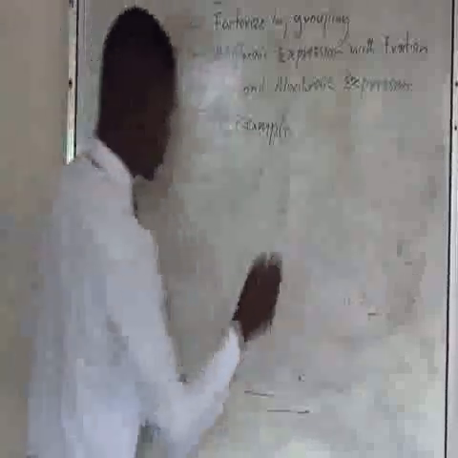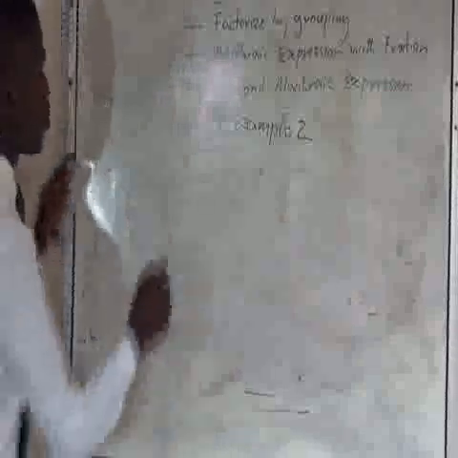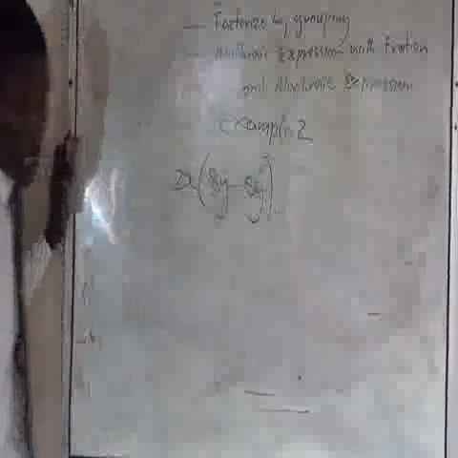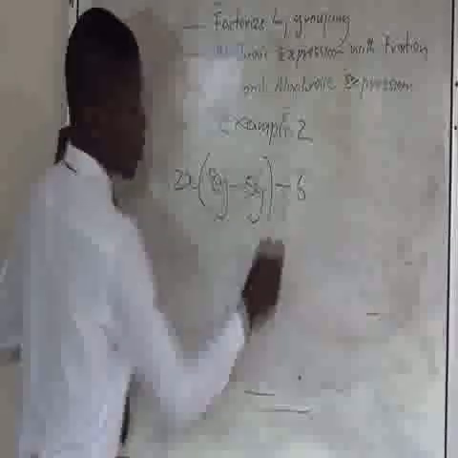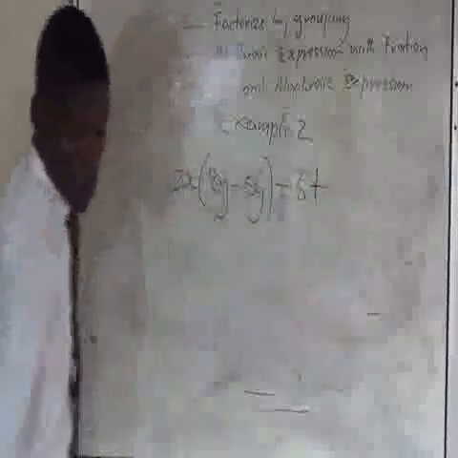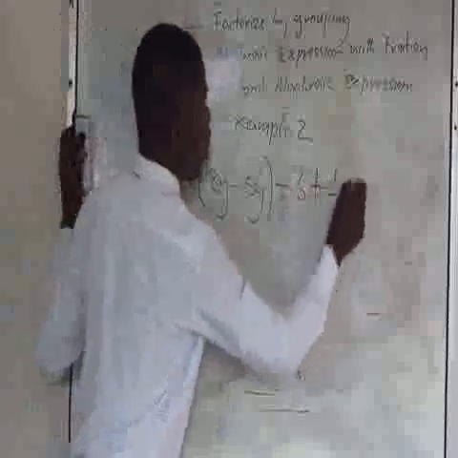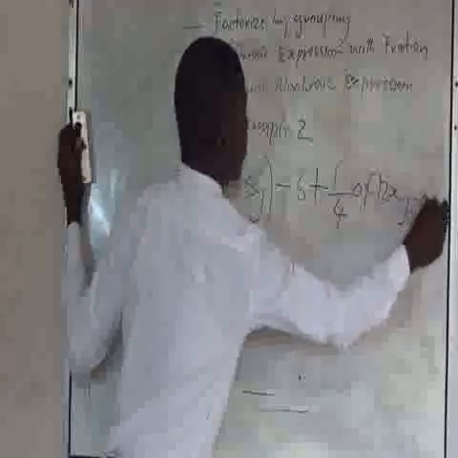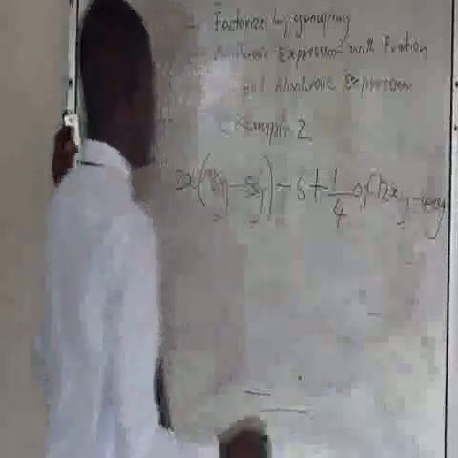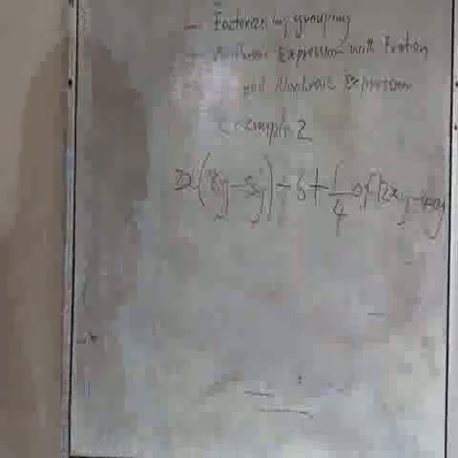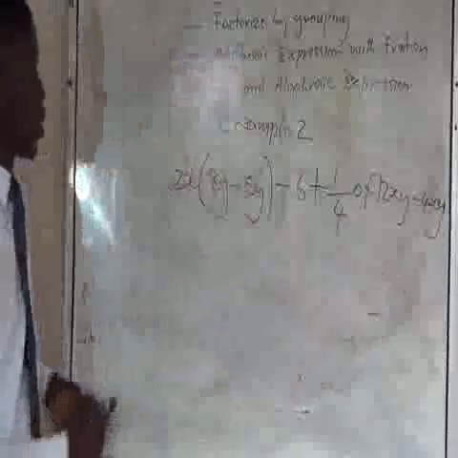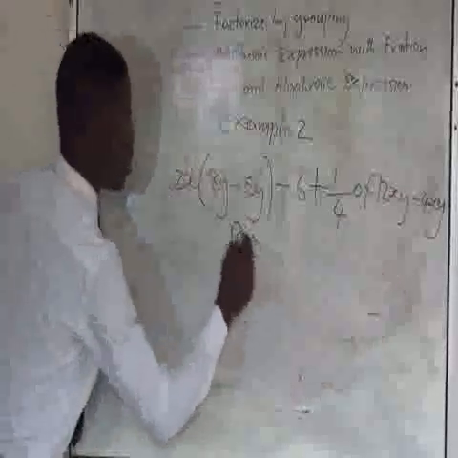Example 2: 2x bracket 8y minus 5y, close the bracket, divided by 6, plus 1 over 4 of 12xy minus 4xy. This kind of problem requires what we call BODMAS.